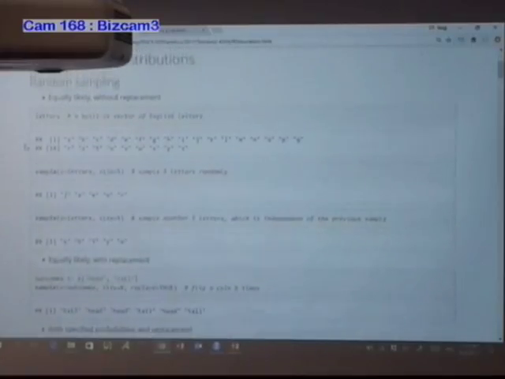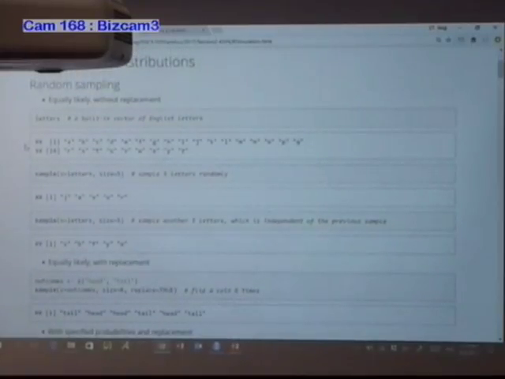So simulation. Now we talk about random sampling. This is more important than all the other distributions. There's no distribution, just equally likely draw something from a pool of balls. A quick example: I have letters, which is a built-in vector of the 26 English letters. Let's randomly draw 5 letters from this box.